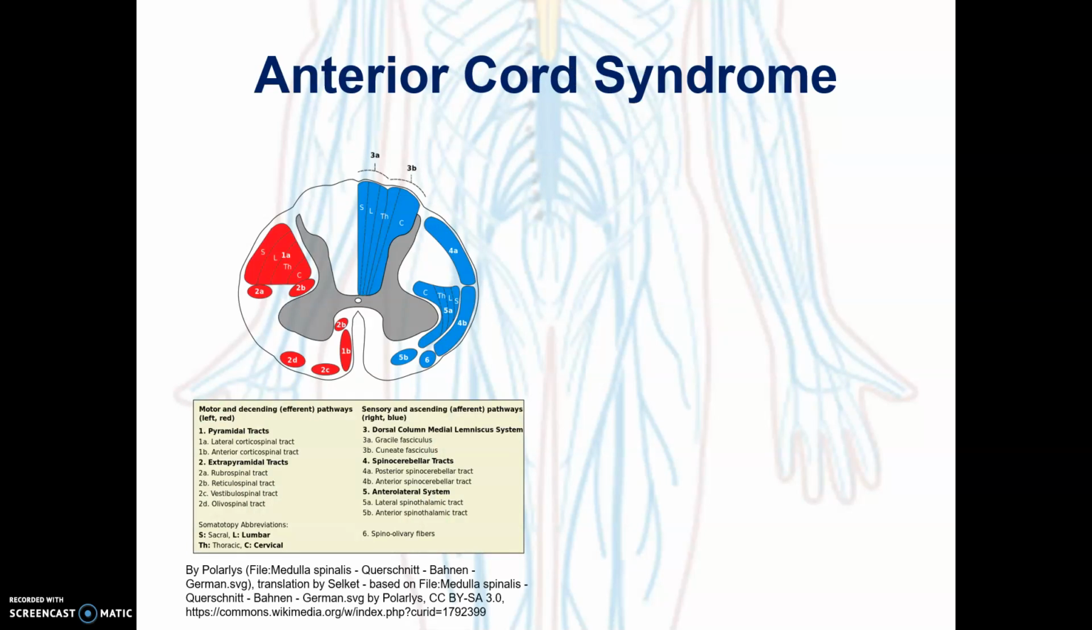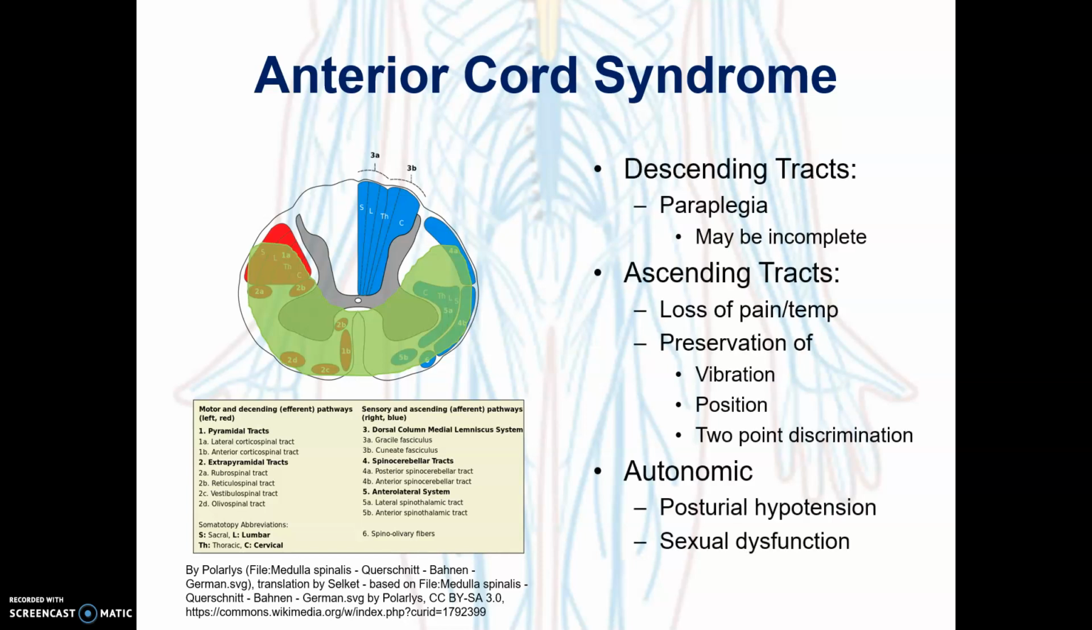So this is anterior cord syndrome. The area affected is the anterior 2/3 of the cord. So the corticospinal tracts and the spinothalamic tracts will be affected, but the dorsal columns remain intact. From this you can work out what the likely symptoms will be. These patients tend to have paraplegia. According to the degree of injury, this may be incomplete.